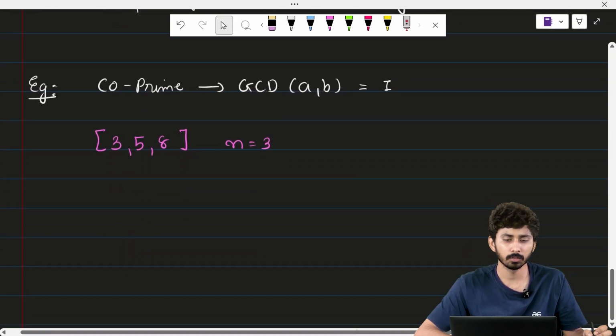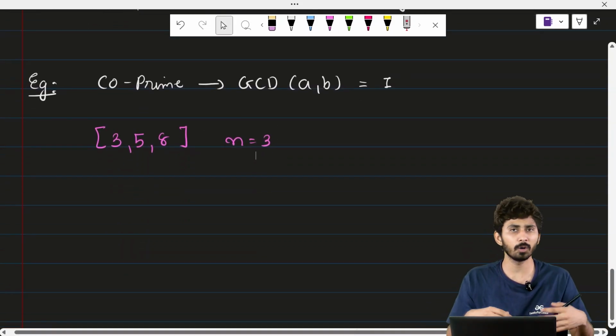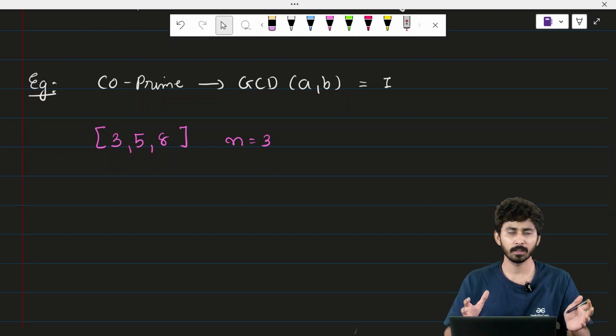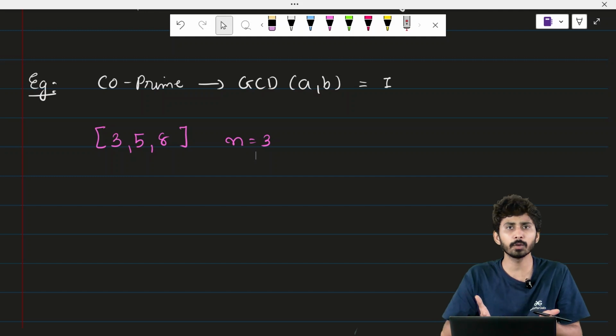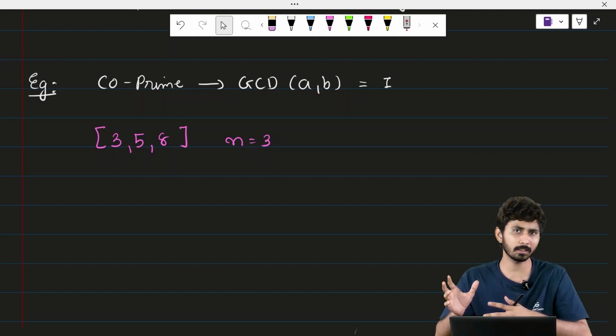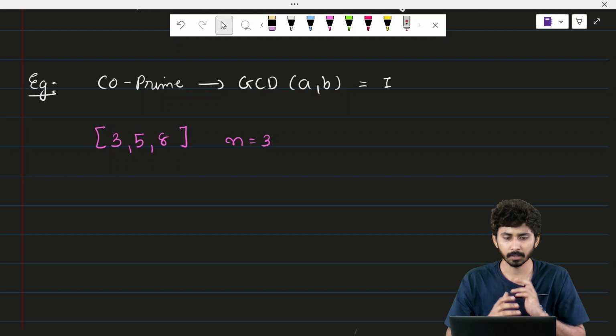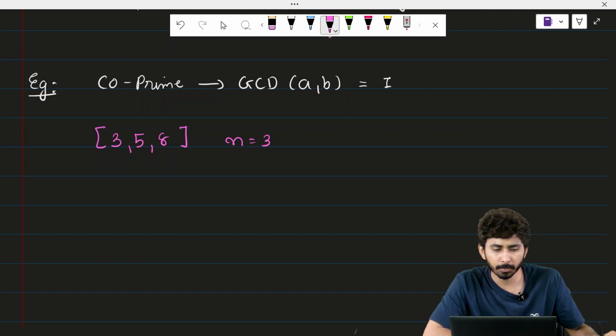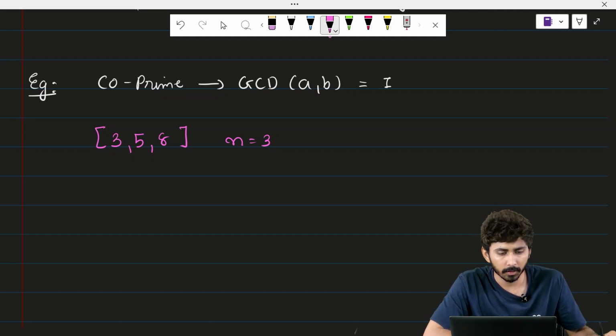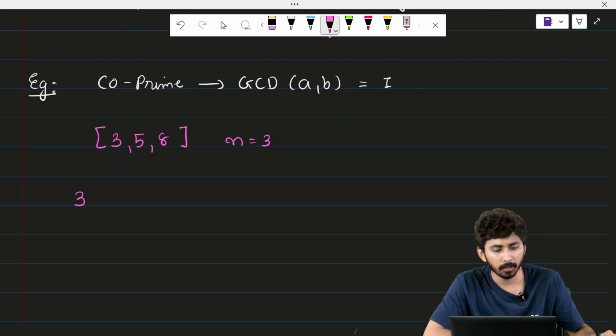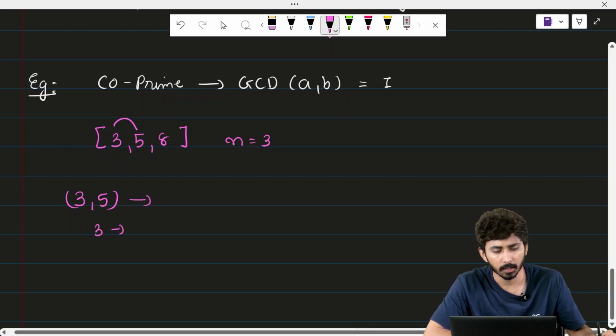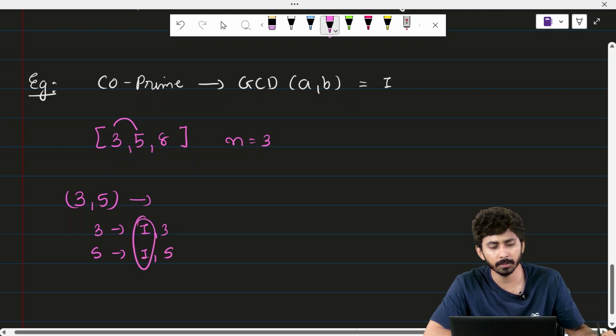Here, with the brute force approach, you can try out all the different pairs and find the GCD of each pair. If the GCD is 1, then calculate the difference of the indexes, compare with the answer, and keep on updating in that manner. So I will apply a brute force approach over here. Basically 3, and I will pair it with 5. What is the GCD, the greatest common divisor, of 3 and 5? For 3, the divisors are 1 and 3. For 5, I have 1 and 5. The greatest common divisor between them is 1.